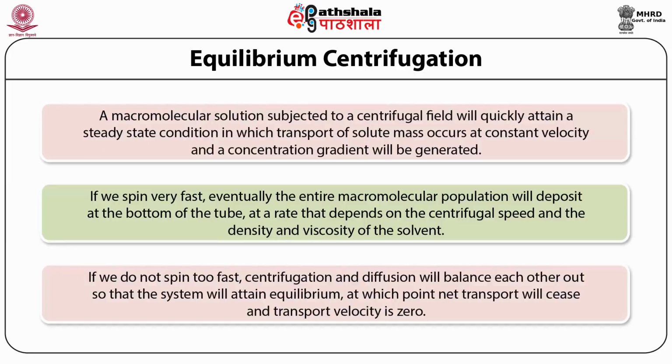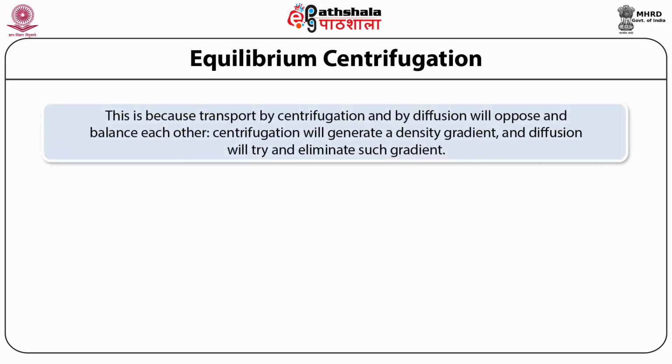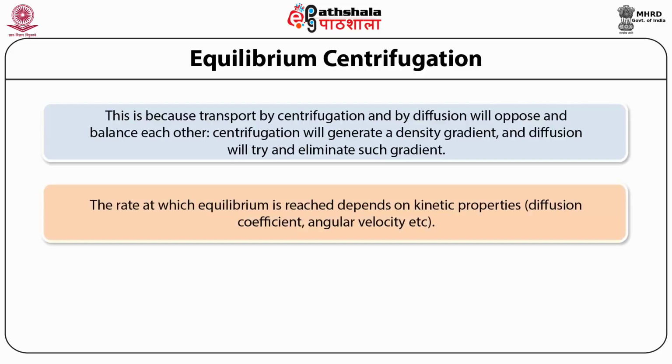But if we do not spin too fast, centrifugation and diffusion will balance each other so that the system will attain an equilibrium, at which point net transport will cease and the transport velocity will be zero. This is because the transport by centrifugation and by diffusion oppose each other. Centrifugation will generate a density gradient and diffusion will try to eliminate that gradient. The rate at which equilibrium is reached depends on kinetic properties such as the diffusion coefficient and angular velocity.